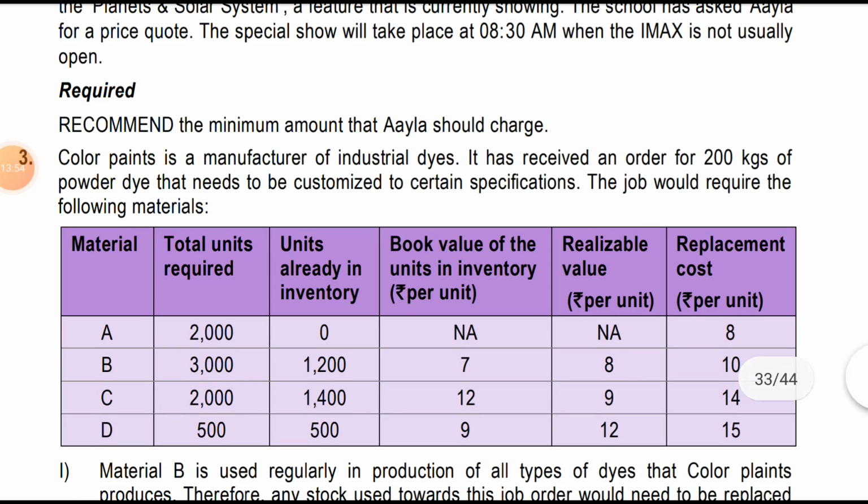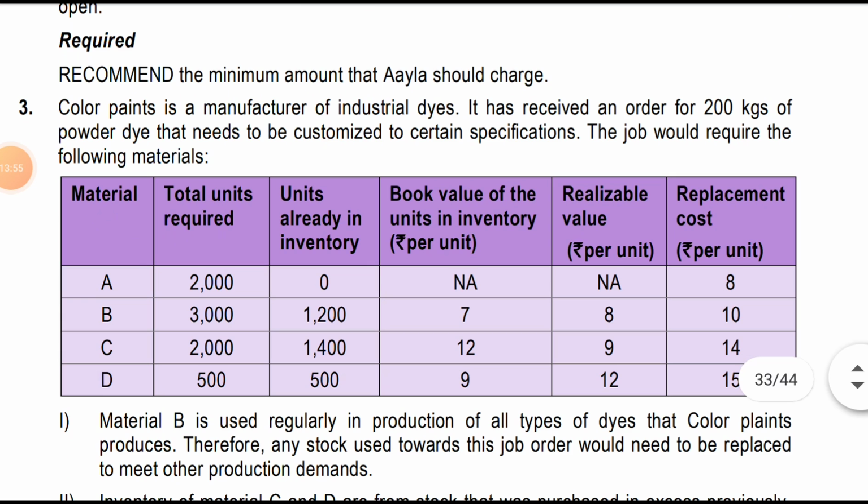Okay, so we'll continue with question number 3. Color Paint is a manufacturer of industrial dye. It has received an order for 200 kg of powder dye that needs to be customized to certain specifications. The job would require the following materials: A, B, C and D. The total units required are 2000, 3000, 2500. Units already in inventory are 0, 1200, 1400 and 500. Book value, realizable value and replacement value are also given.